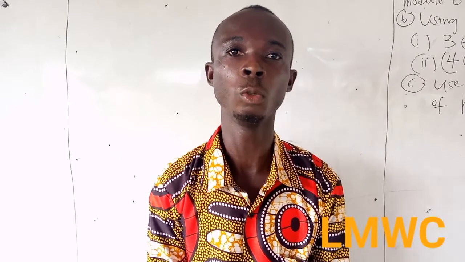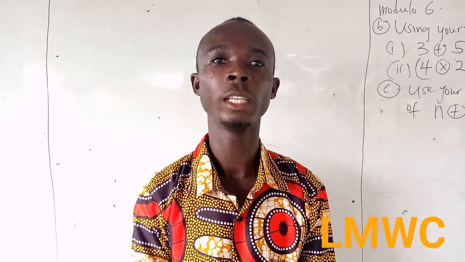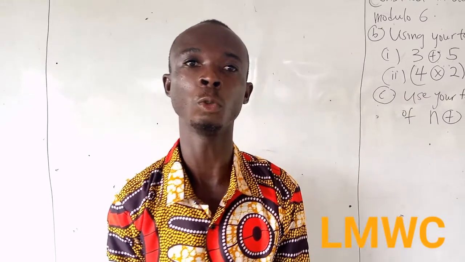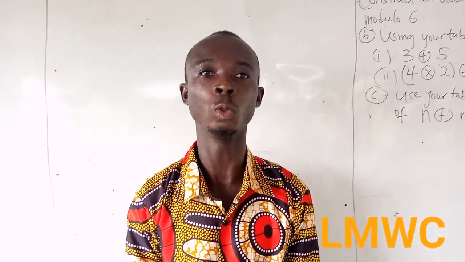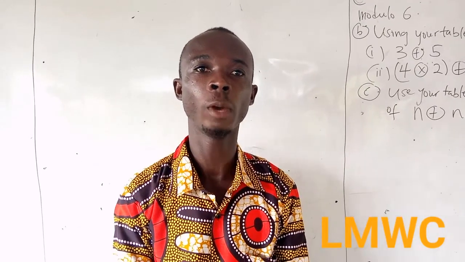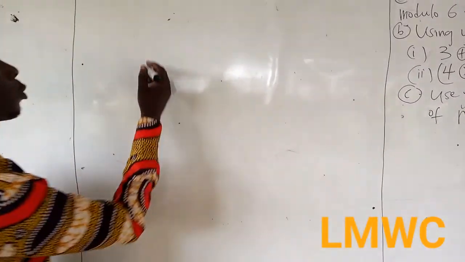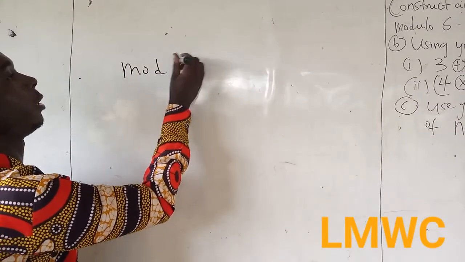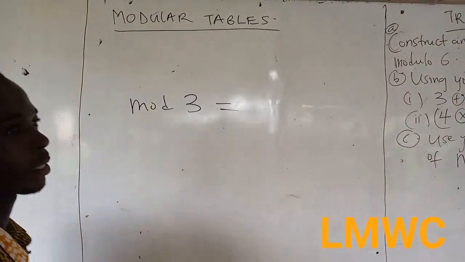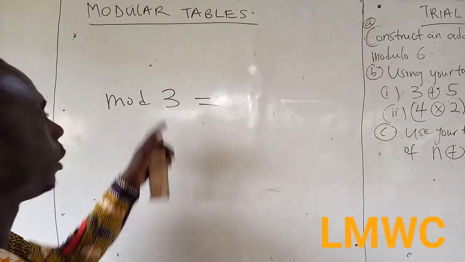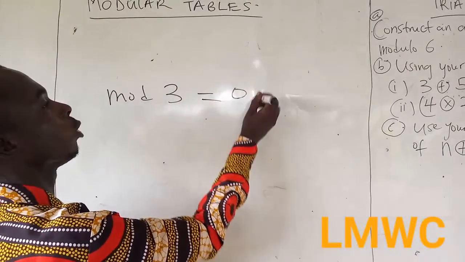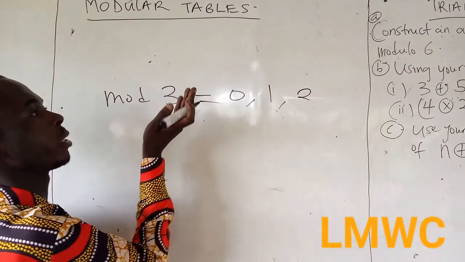Today's session is on modulo tables, and I will divide this session into two because I want to make it simple. For modulo tables, they will either give you the set of numbers for you to construct your table, or you will write your numbers. If they ask you to construct a table for mode 3, in our previous lesson I stated that anytime you hear of this mode, you need not bring this 3, because 3 is what?